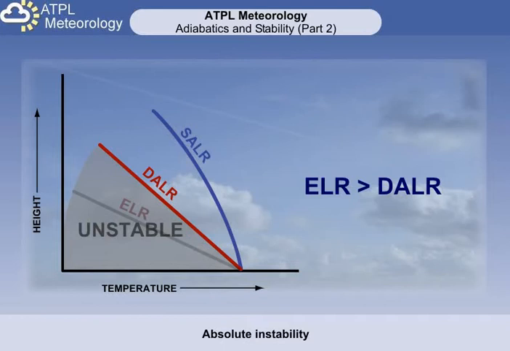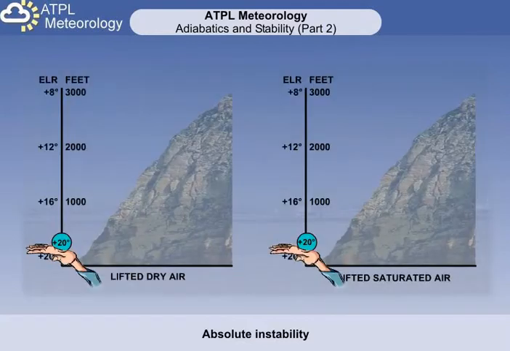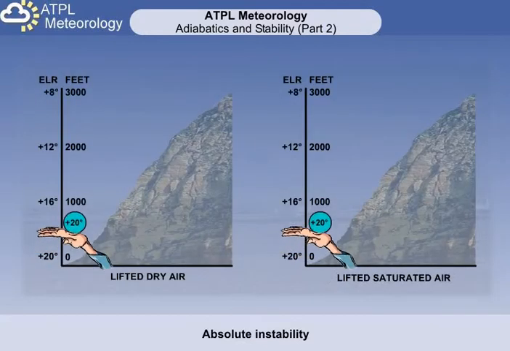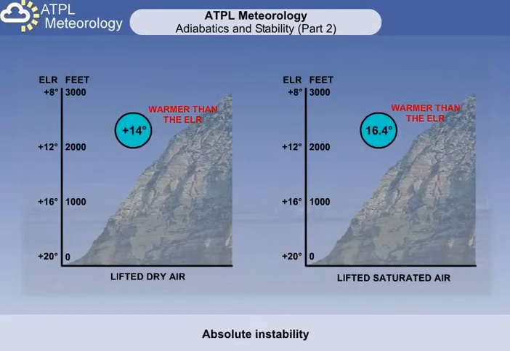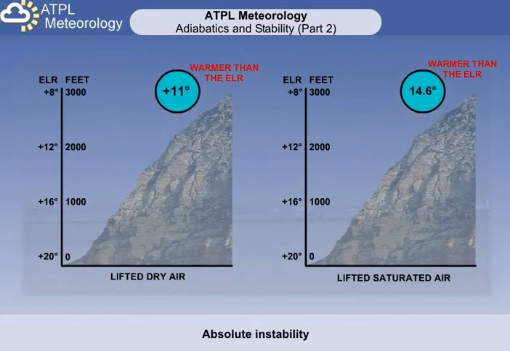This situation is not common within the atmosphere and only happens just above the surface on sunny days. If a parcel of warm air is rising, it's warmer than its surroundings, the ELR. It will continue to rise, expanding and cooling as it goes until it reaches the same temperature as its surroundings.